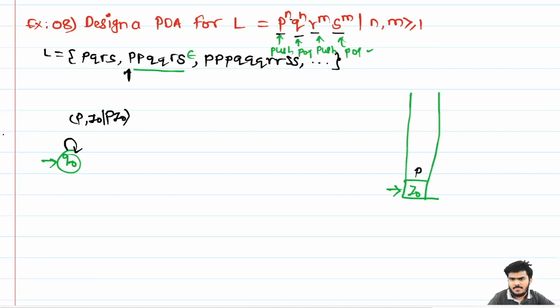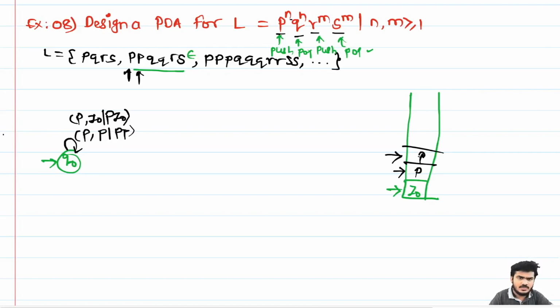Once I have transferred that p into the stack, I will update the top pointer. Now the top pointer of the stack moves here. For the next p, I move to the next input, which is again p, and the top of the stack is now p. So when the input is p and the top of the stack is p, I also have to push p into the stack, so it becomes pp. And I will update the top pointer.